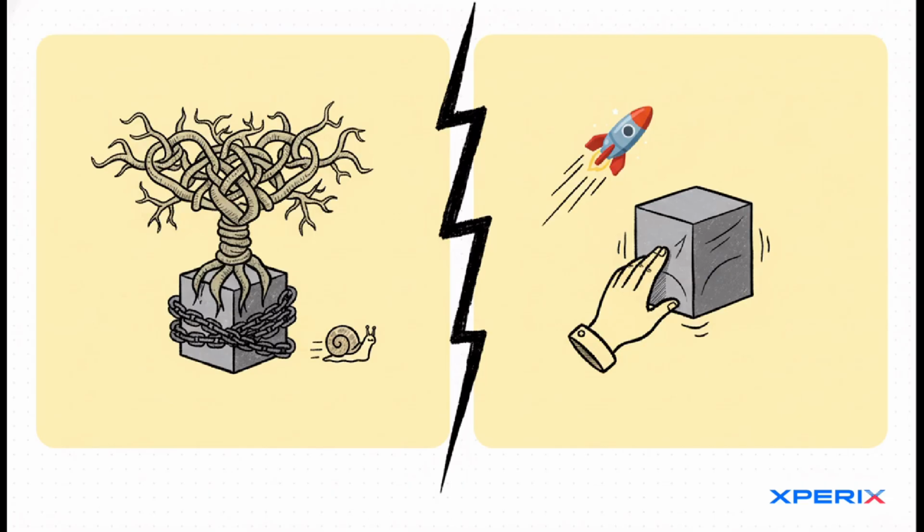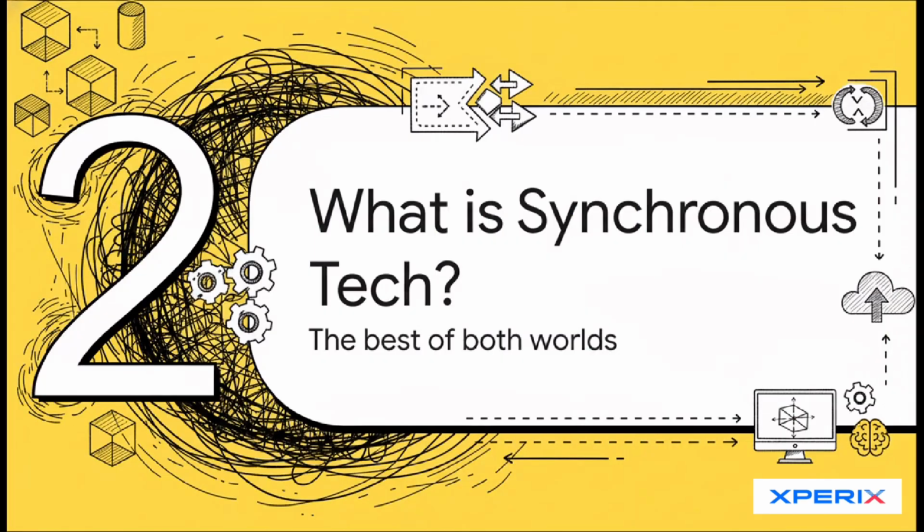But then you look at the other side, synchronous modeling. It's all about freedom, no history dependence. You can work on literally any piece of geometry, which means you can iterate and make changes at the speed you can actually think. Okay, so what is this magic technology that promises to fix all these issues?